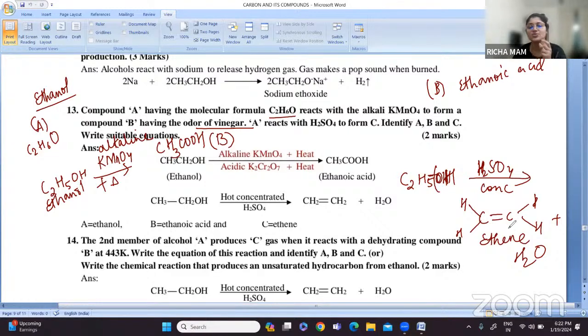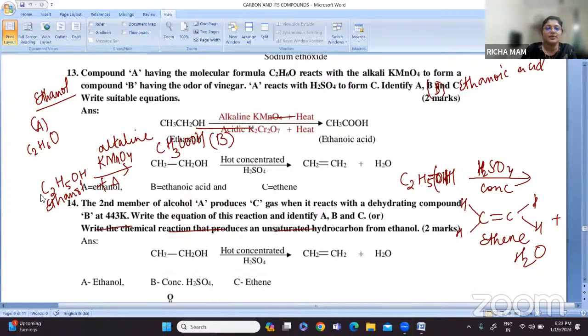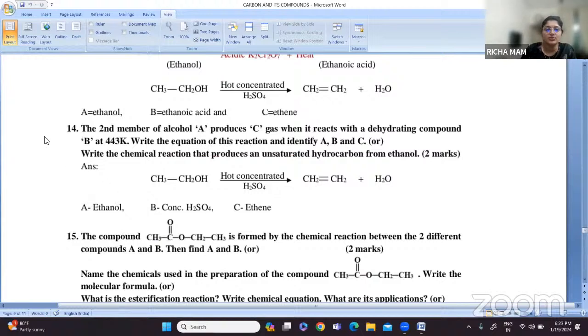So you have to mention. What they have asked is: identify A, B, and C. So you have to write like that. A is ethanol, B is ethanoic acid, and C is ethene. It should be clearly mentioned. Whatever the question asks, you have to answer it thoroughly. Fine, so this was the question.